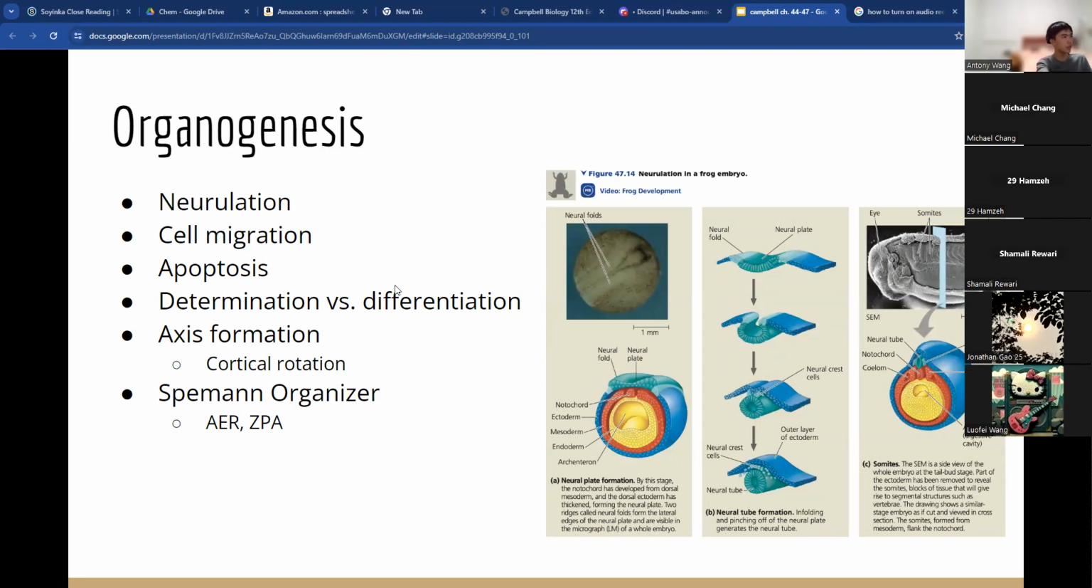Determination versus differentiation. Everything after this is pretty specific, so I'll just go over these two concepts and then we'll be done. The difference is very simple. Determination is basically deciding, I'm going to do this. Differentiation is actually the process of doing that. For a cell, determination is saying, I will become a muscle cell. Differentiation is doing the steps that actually make it a muscle cell.